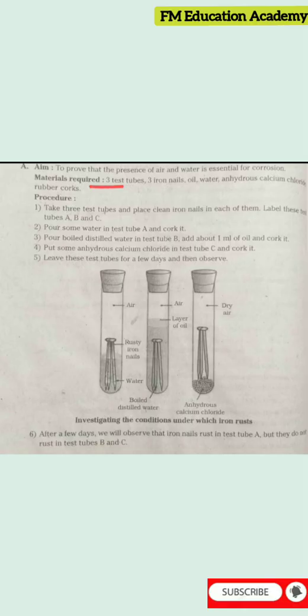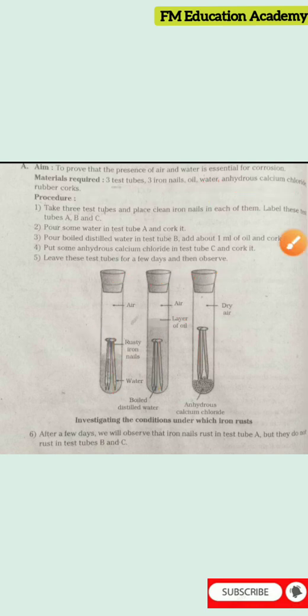See, what are the materials required for this? We require 3 test tubes. We require 3 iron nails in each of them, meaning totally 9 iron nails you need. Then you need anhydrous calcium chloride, that is a chemical. You need 3 rubber corks, and also you need oil, water, and also boiled water.